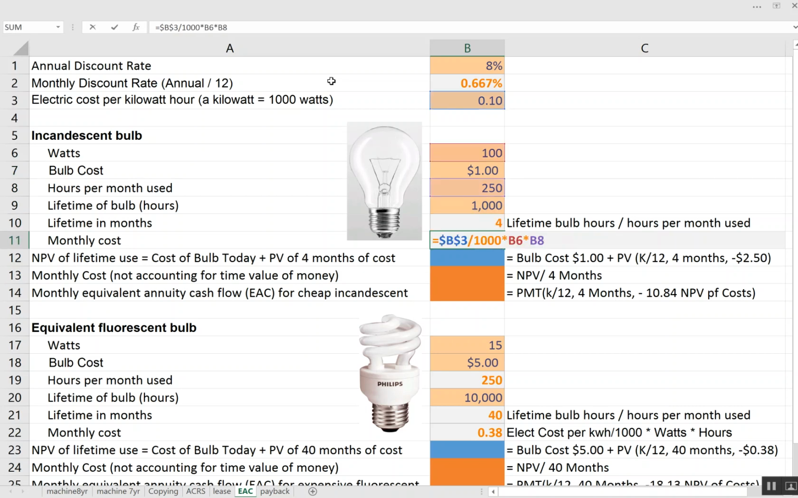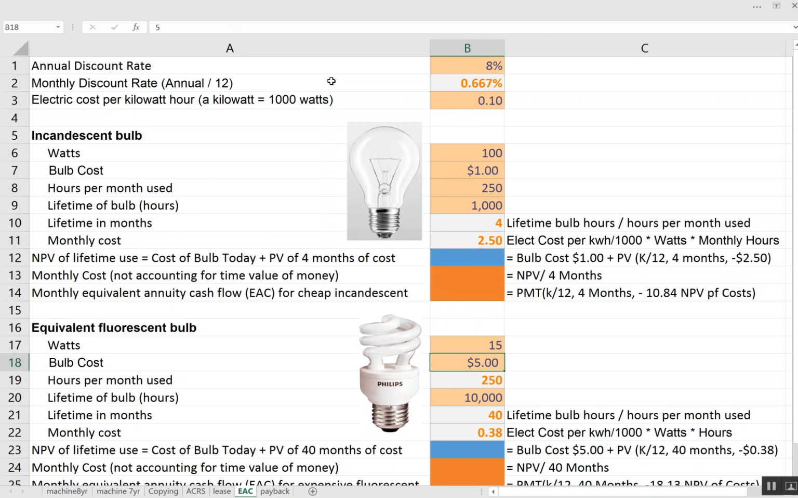Now you're not responsible for this calculation, but I went ahead and made the calculation. If it's 100 watts for 250 hours per month at 10 cents a kilowatt, that's going to cost me about $2.50 a month to light our traditional incandescent bulb for 8 hours a day.